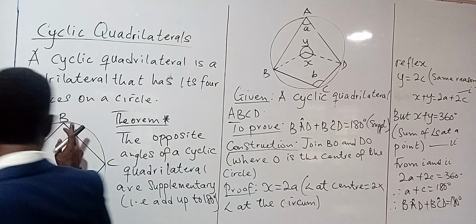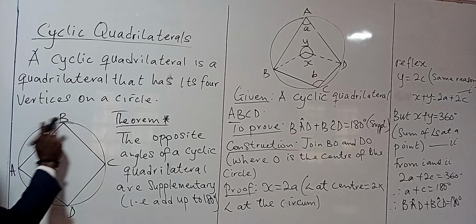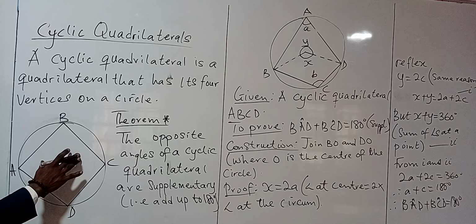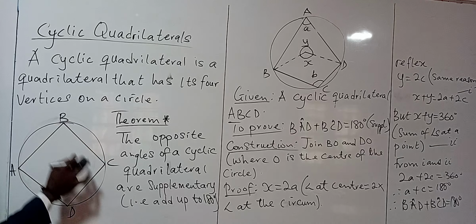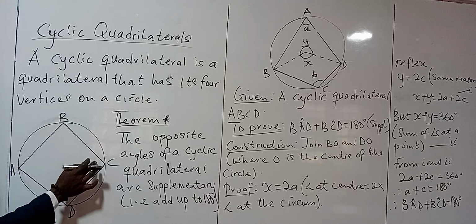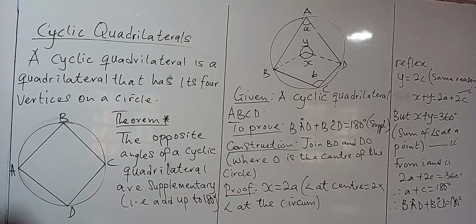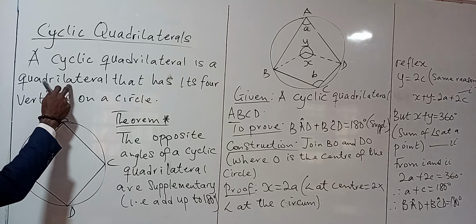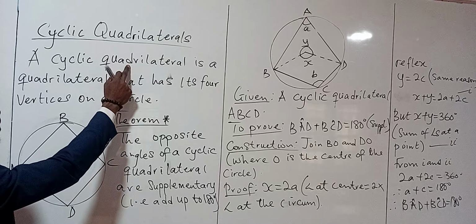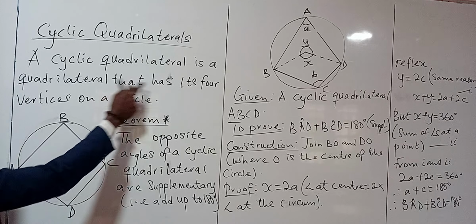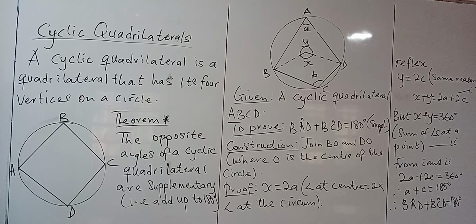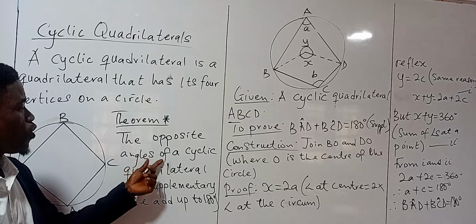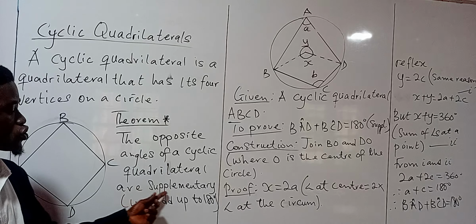Now let's look at this circle. Inside the circle, we have the quadrilateral. And what do we mean by quadrilateral? That is a four-sided shape. This is A, B, C, and D. A cyclic quadrilateral is a quadrilateral that has its four vertices on the circle, as we have it here. And the theorem says that the opposite angles of a cyclic quadrilateral are supplementary.